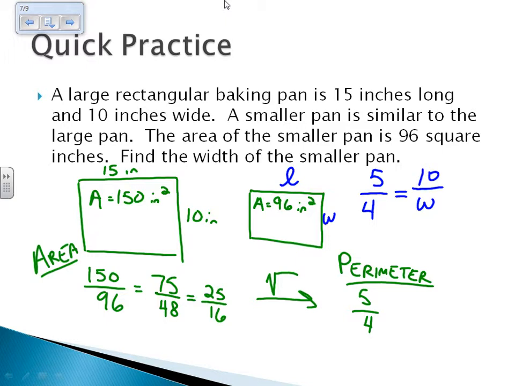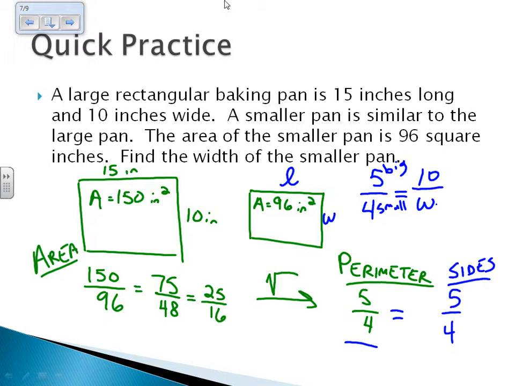We went big to small for the perimeters. And remember, the ratio of the perimeters is the same as the ratio of the corresponding sides. So the corresponding sides also have to be 5 to 4. If I do 5 to 4, big to small, I want to find the W. Well, what's the corresponding side to the W? The 10. Does that make sense why I plugged in the 10 now?